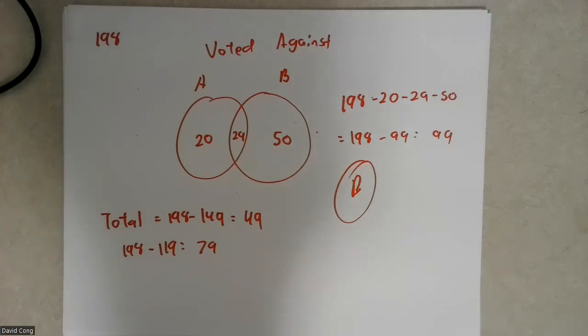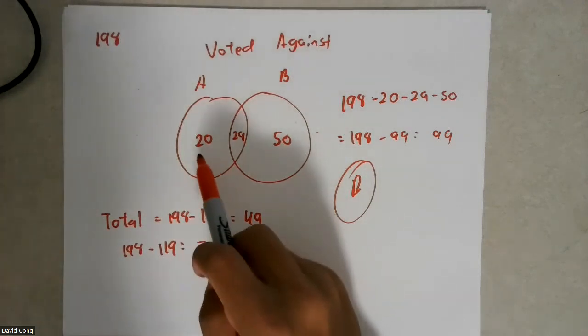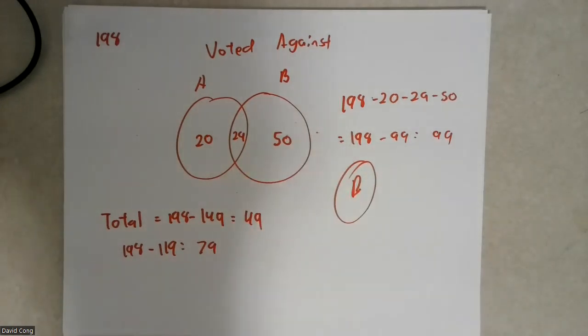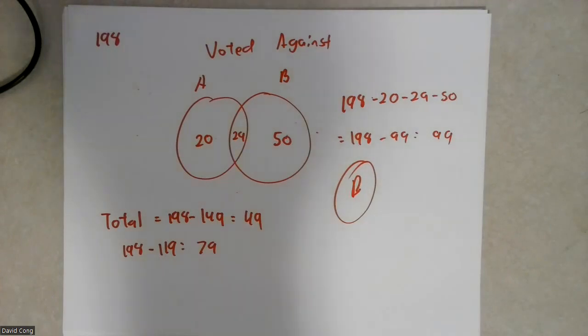And now we need to find the people who voted yes for everything. So 20 people voted no for A, 29 people voted no for everything, 50 people voted no for B. So we sum these together for the total amount of people who voted no at least once. We subtract, and we get D, 99 people who voted yes for everything.